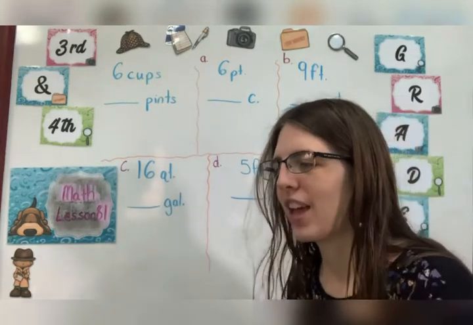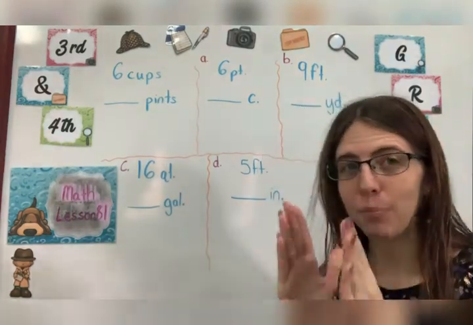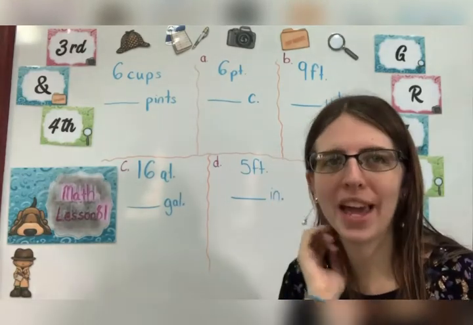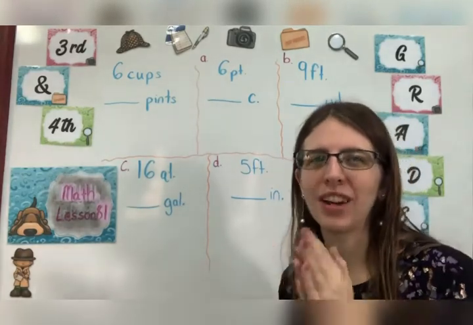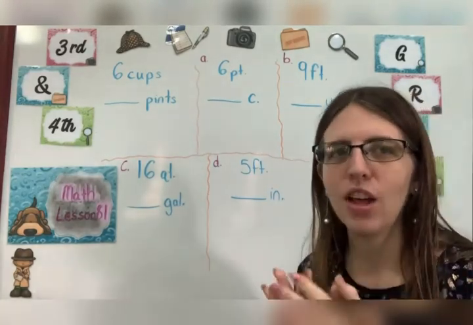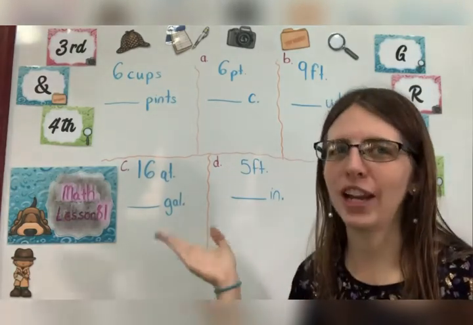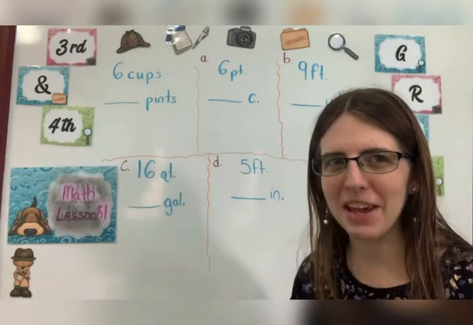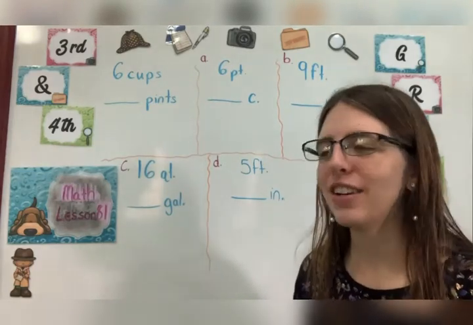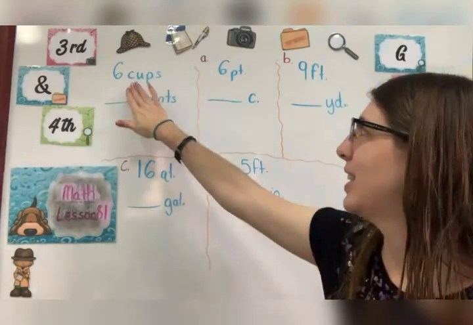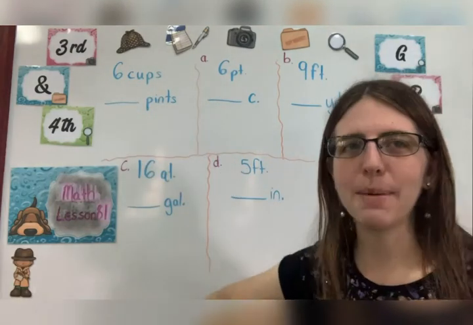All right, so let's talk about how we convert these measures. When you convert measures, your book is going to show you one way, but we are actually going to learn a little bit of a different way. So you can't follow the example in the book, you have to follow what I show you here in the video, okay? All right, so here's the example that we have. 6 cups is how many pints?